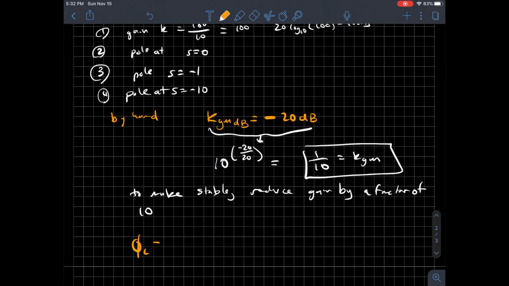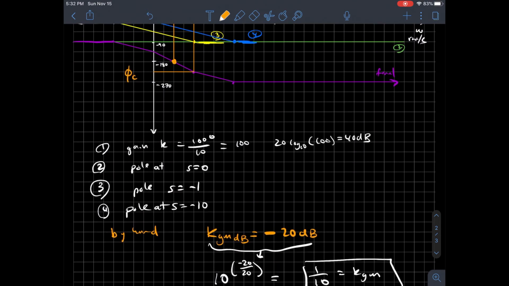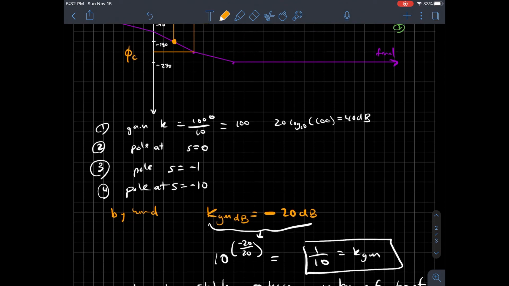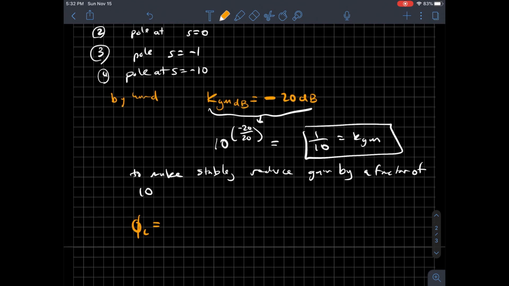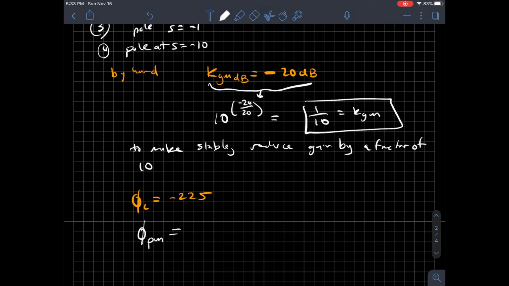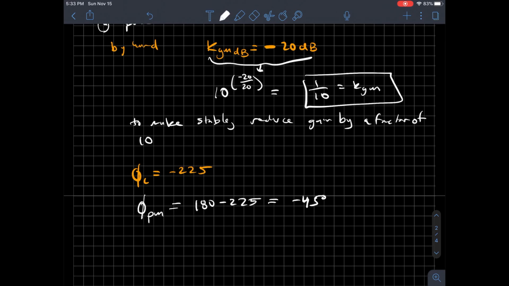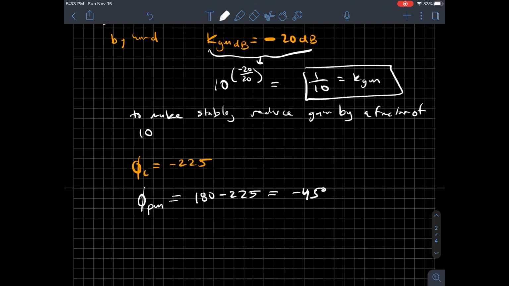Phi c is equal to, if I look at this closely, somewhere halfway between negative 180 and negative 270. So let's say negative 225 approximately. The actual value of the phase margin is equal to 180 minus phi c, 225. So that's negative 45 degrees. What that tells me is that I actually need to increase the phase of the system at this point by 45 degrees to make this stable.